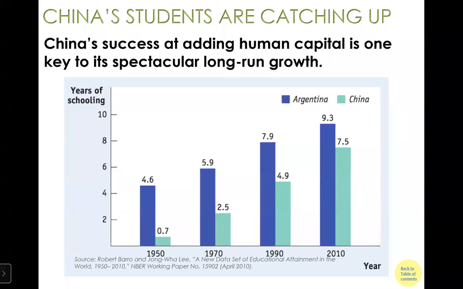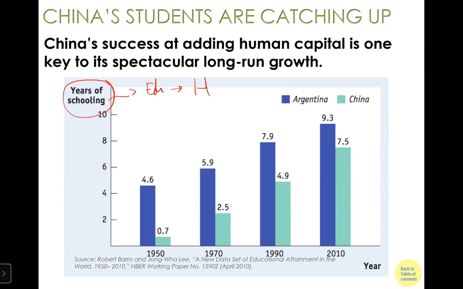Now, the other way to look at the growth difference is to look at education. So we're comparing Argentina versus China. And we look at years of schooling. That is an approximation for education. But this education is going to be crucial for human capital accumulation.